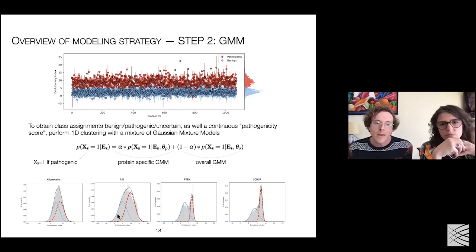And being a Gaussian mixture model, we also get class assignment. We get a notion of whether we believe a variant belongs to the pathogenic cluster or the benign cluster. And what will be particularly important in what follows is that we also get a notion of uncertainty. So we get the idea that this is a high confidence pathogenic or a low confidence pathogenic variant.